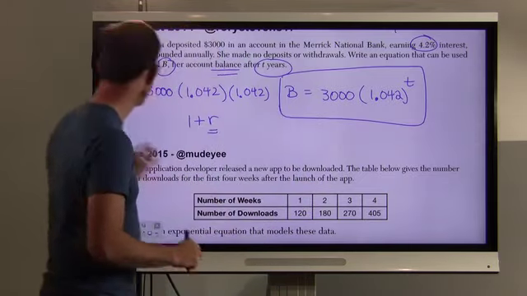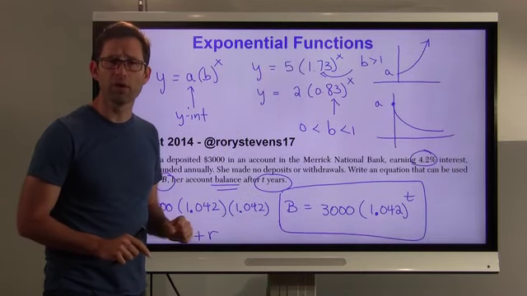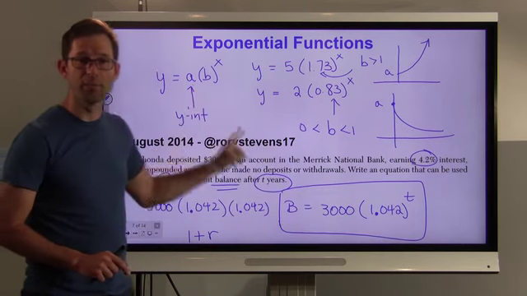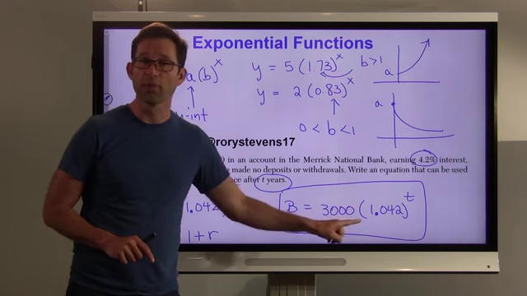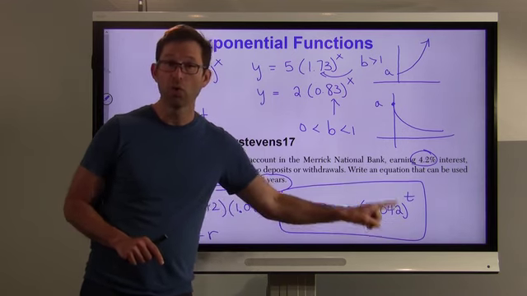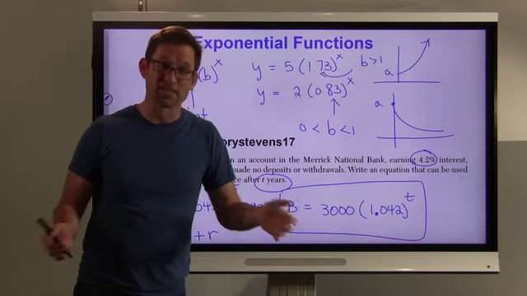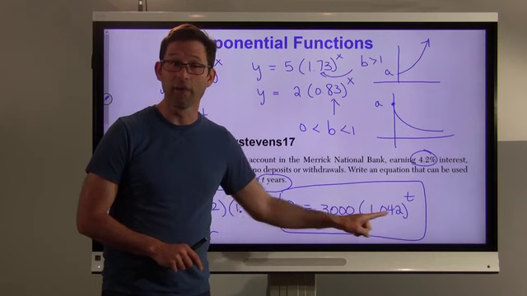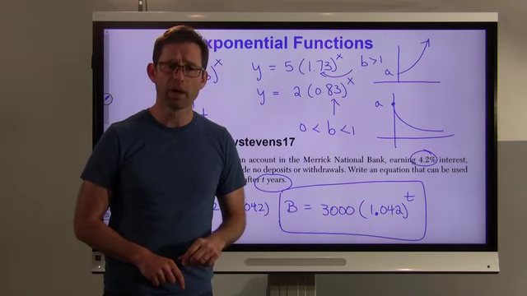Now, by the way, going back to that little review piece up here, 3,000 is what you're starting with, the y-intercept. And this is your growth factor, 1.042. And because 1.042 is bigger than 1, thankfully, our balance is increasing. By the way, if there's an investment where this number is not bigger than 1, it's a bad investment. You shouldn't put your money into it.